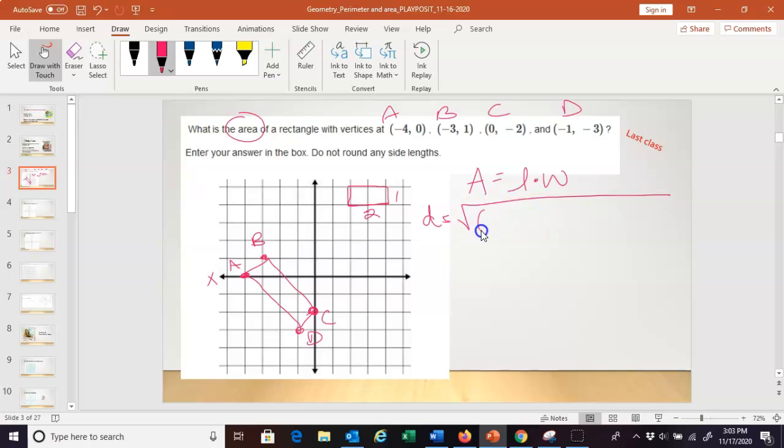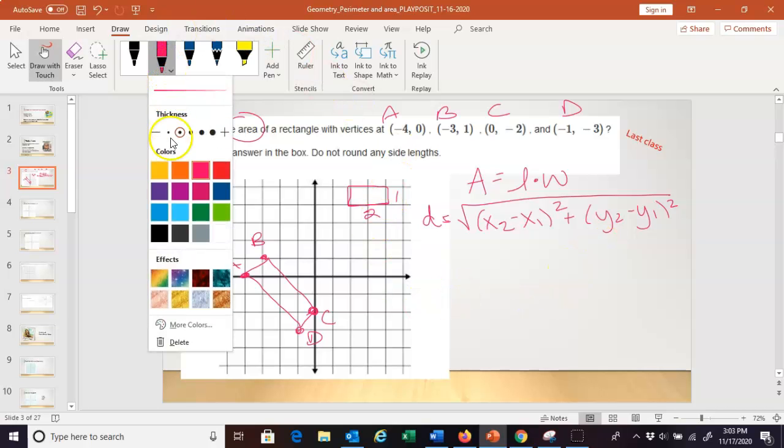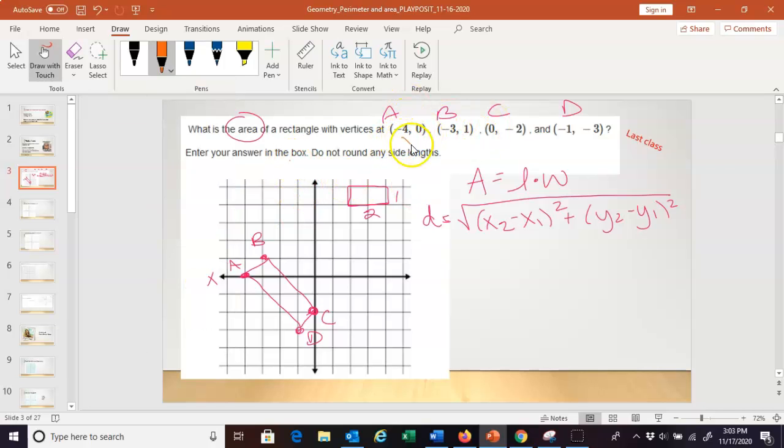The distance formula is we take the x coordinates and subtract them and square it, and do the same thing with the y coordinates and square it. I like to label them so I don't get anything out of place. So we could go from A to B first. I'll label this x1, y1, and x2, y2. So let's plug in our values. X2 is -3, x1 is -4. y2 is 1, and y1 is 0.